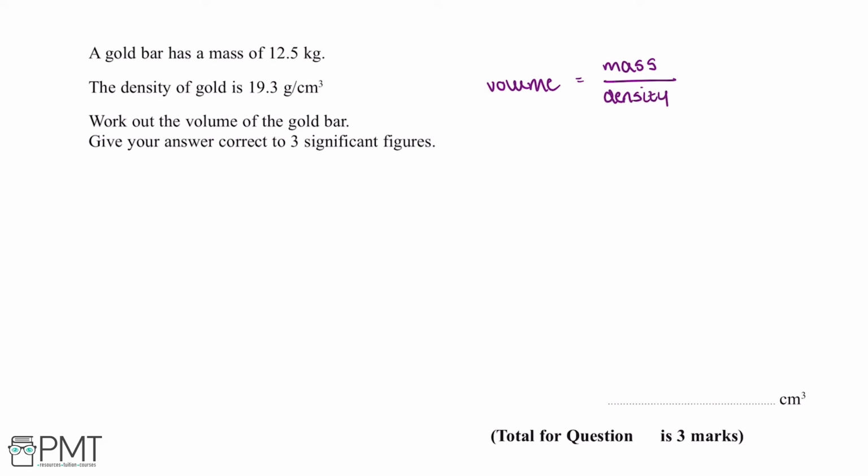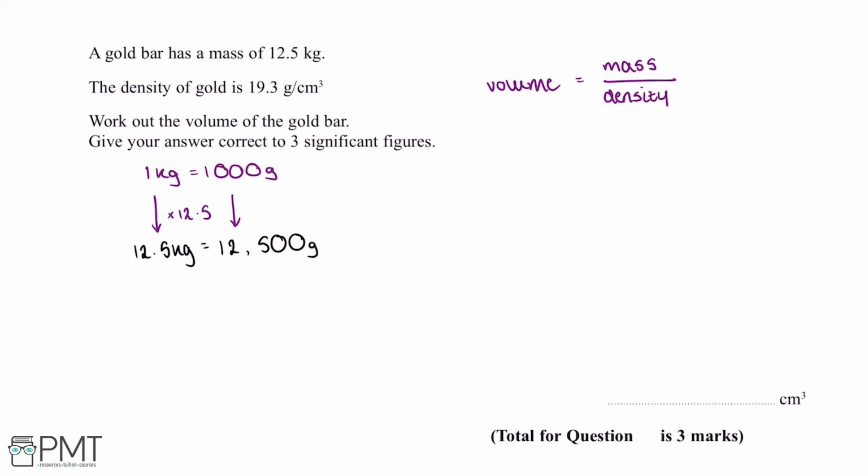Now the next thing we'll need to do for this question is convert the mass of the gold bar into grams, because our density has been given in grams per centimetre cubed. And 1 kilogram is equal to 1,000 grams. And in order to get from 1 kilogram to 12.5 kilograms, we need to multiply by 12.5. So we can do the same to the right-hand side of this equation. And 1,000 times by 12.5 gives us 12,500 grams.